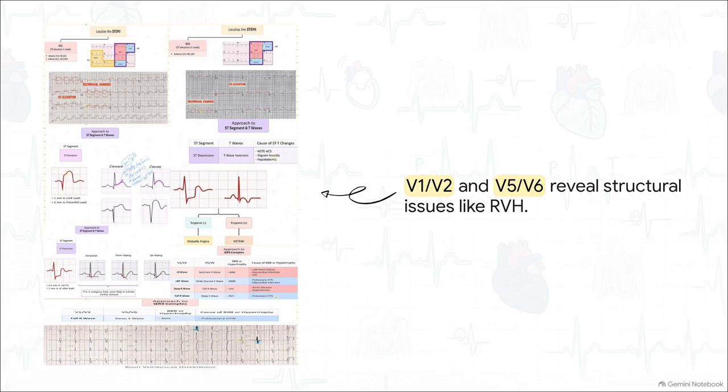Now, what's really interesting about this is how, by looking specifically at leads V1 and V2 on the right side and V5 and V6 on the left, we can actually diagnose structural issues. For example, if you see a surprisingly tall R wave in V1 or V2 sitting alongside a really deep S wave in V5 or V6, that is a classic flag for right ventricular hypertrophy, maybe from something like pulmonary hypertension. The electrical tracing is quite literally painting a picture of an enlarged heart muscle.